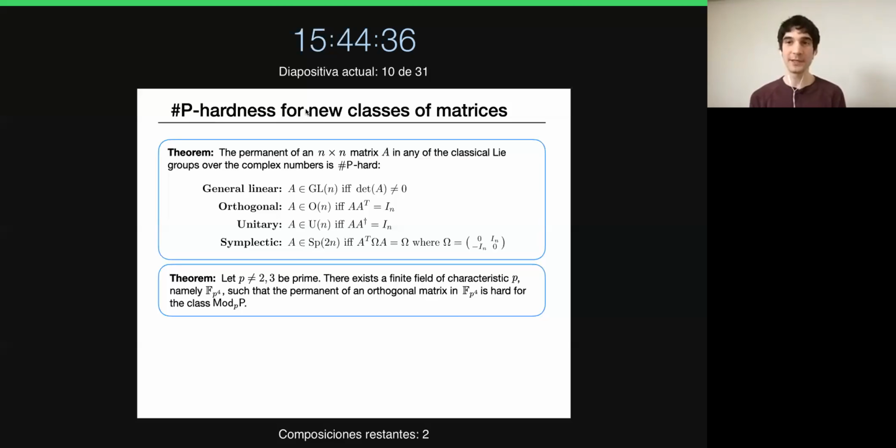And it's still believed that this class is hard to compute. For instance, by Toda's theorem, if you had a polynomial time algorithm for problems in Mod_p P, then once again the polynomial hierarchy would collapse. So this is still thought to be a computationally intractable class. But there are a couple of unsatisfying things about this theorem.